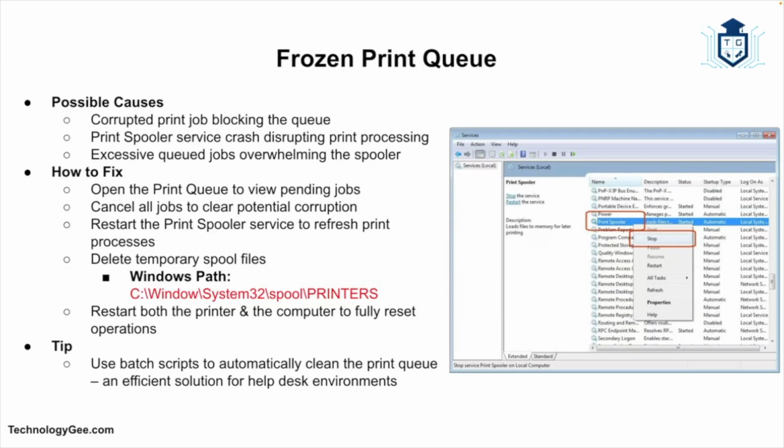And then we have the issue of a frozen print queue. So sometimes the print queue just stops. There's no error, there's no message, it's just stuck. So what can cause this? Well, this could be a corrupted print job. You can have your print spooler service crash, or there could be too many jobs in the queue.